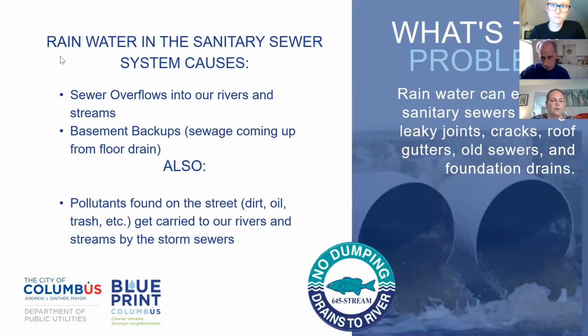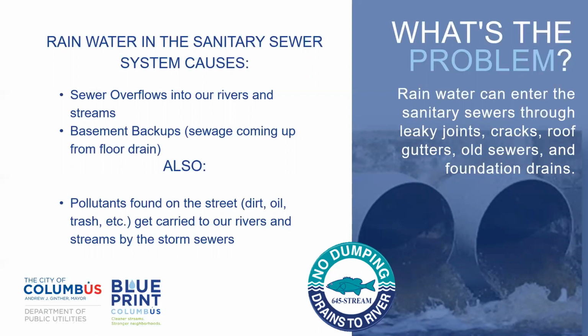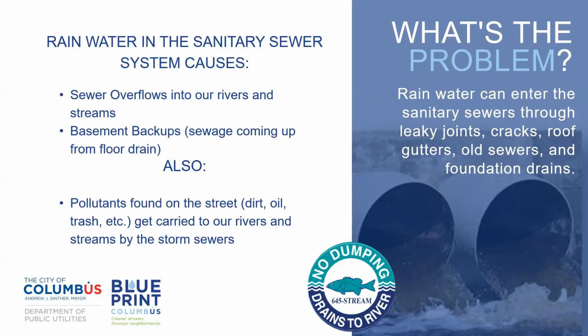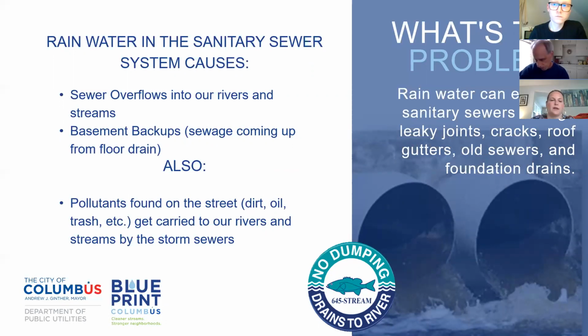So those are the two primary issues. So the sewer overflows into our river and the basement backups from our floor drain into our basement. But also when rainwater is falling, it's picking up trash and oil and dirt and nutrients as it flows down the street. And that's also getting carried into our rivers and streams through the storm sewers. So all of that dirt and everything on the road. So that's in general the issue.